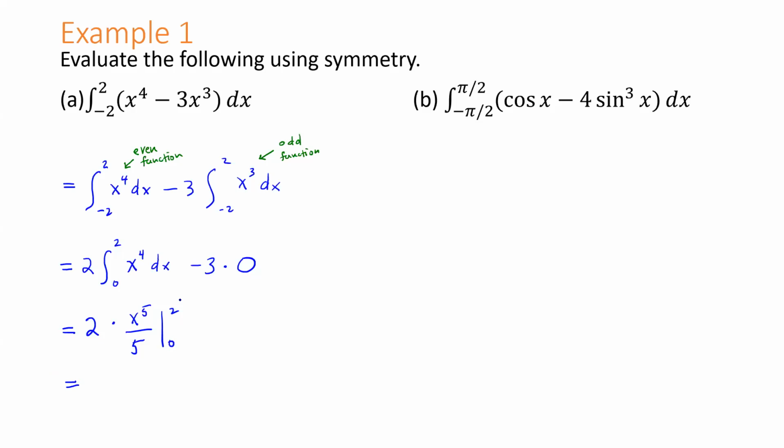And now what's nice is that when I evaluate it at 2, I get, let's see, that will be 2 times 32. And then when I evaluate it at 0, I get 0. So that makes it easy to evaluate it at the other endpoint. So it's just 64 over 5.